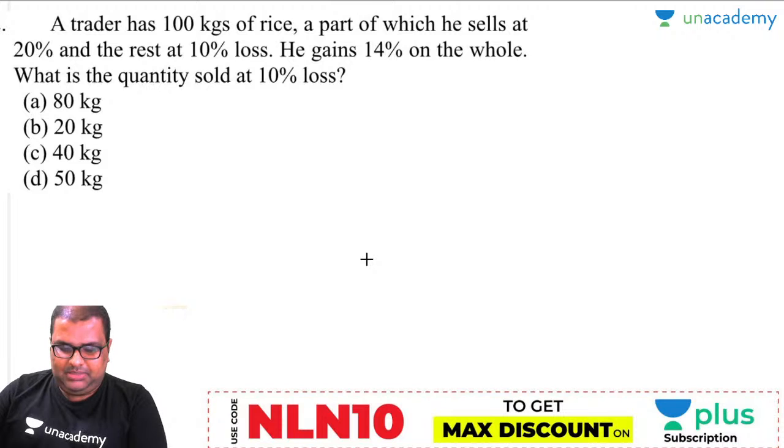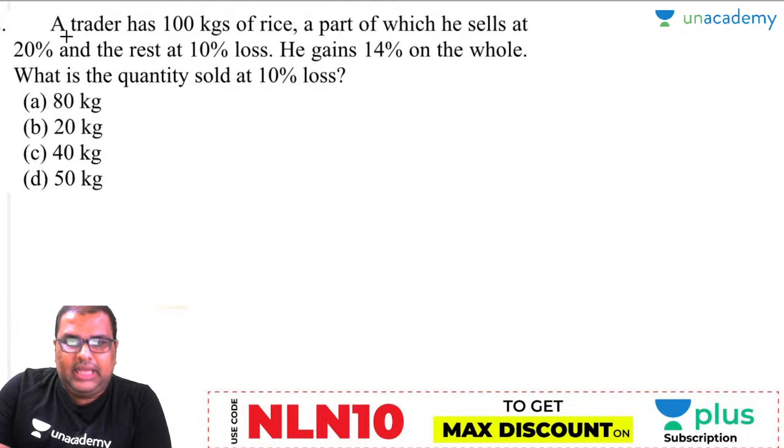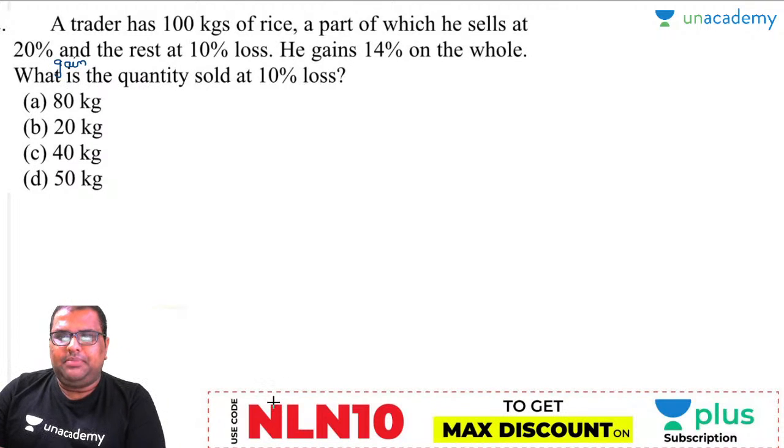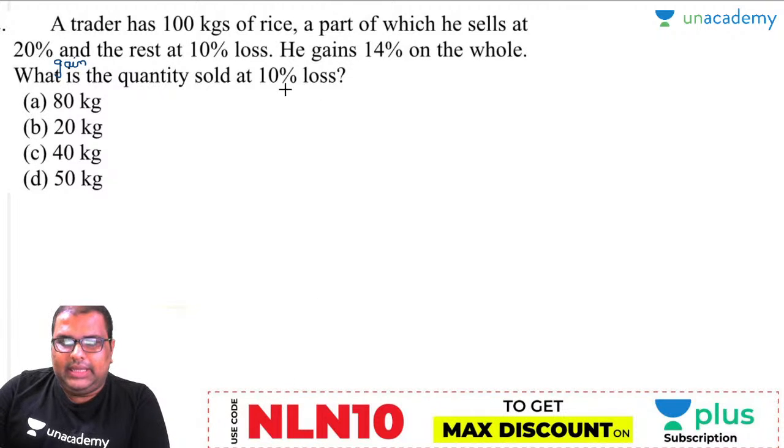Now observe the question given there. A trader has 100 kgs of rice, a part of which he sells at 20% gain, and the rest at 10% loss. He gains 14% on the whole. What is the quantity sold at 10% loss? By observing, you might treat this question as profit and loss, but there is no need to use that. You can use the alligation rule to calculate. Now see here, you have a 100 kgs rice bag.